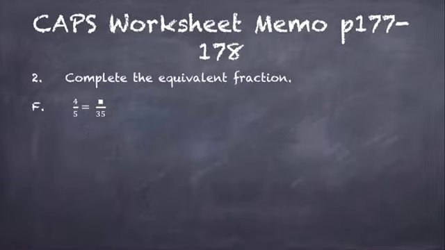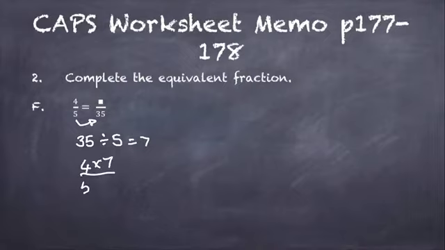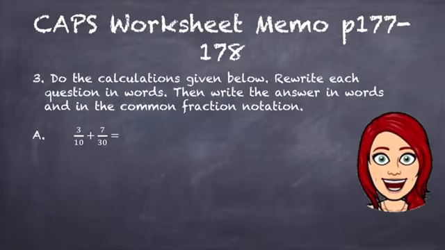Next one. 4/5 and something over 35. Again, I'm going to see what I did to get to that 35. I'm going to divide, and it's also 7, so it's going to be 4 times 7 over 5 times 7, which gives you 28 over 35. Simple.